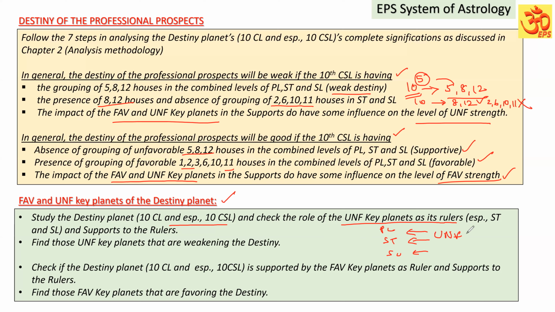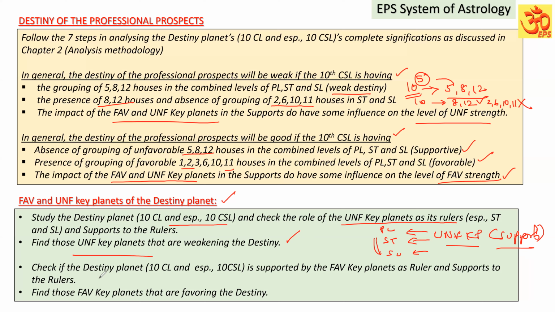So study the destiny planet and check the role of the unfavorable key planet as the ruler. Suppose a star level or sublevel planet can be directly an unfavorable planet, so they are unfavorable key planets. Sometimes, as I said, unfavorable key planets may not be strongly ruling the star level and sublevel, but they may be in the supports. So find those unfavorable key planets that are weakening the destiny. So those unfavorable key planets that are weakening the destiny, we have to check.